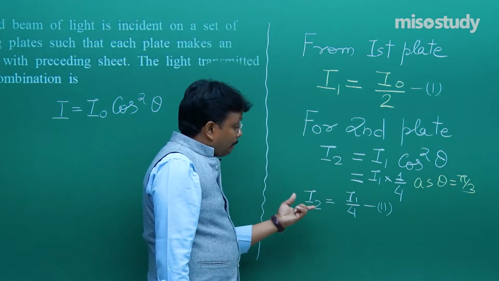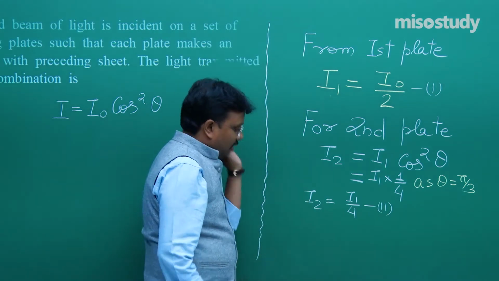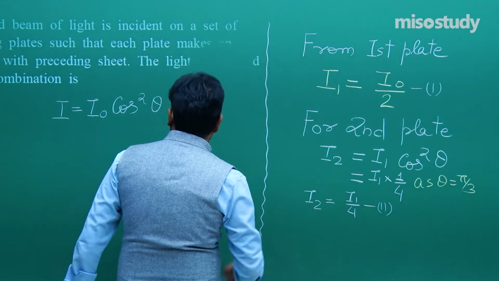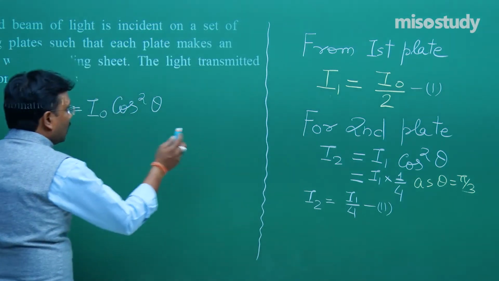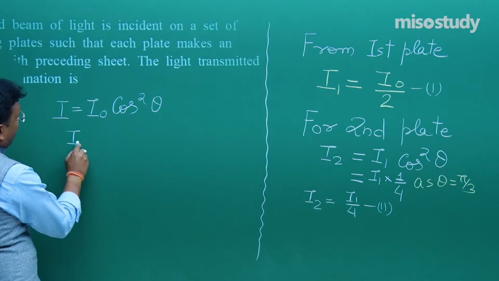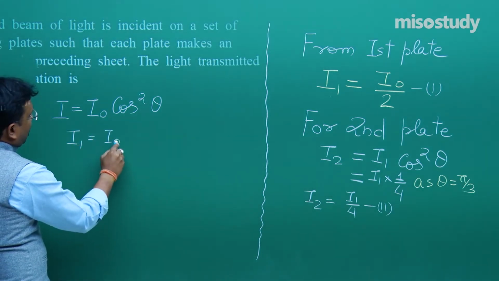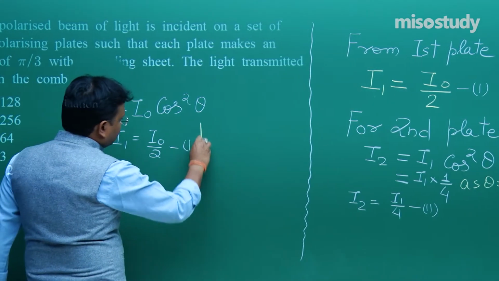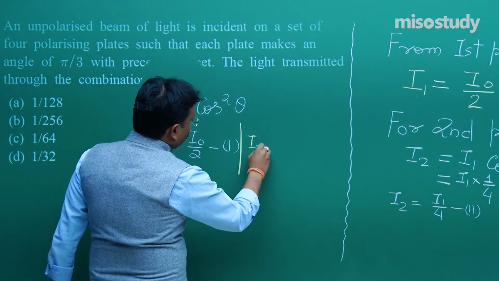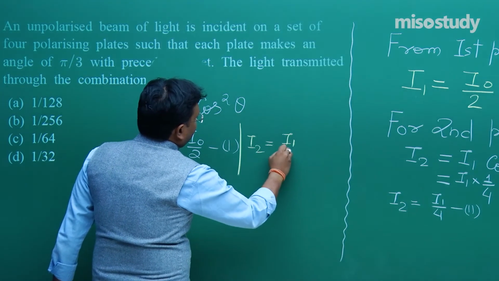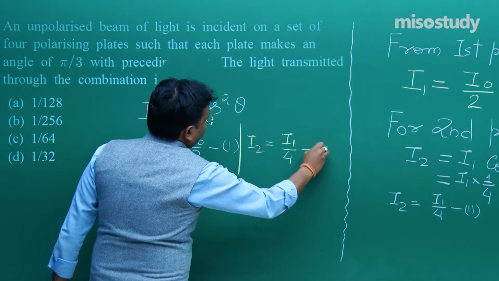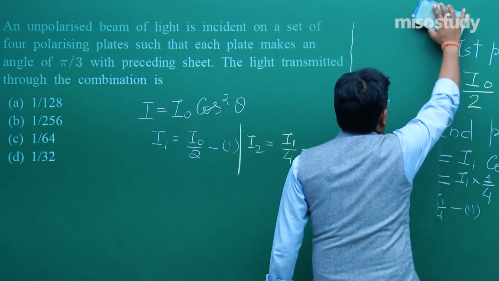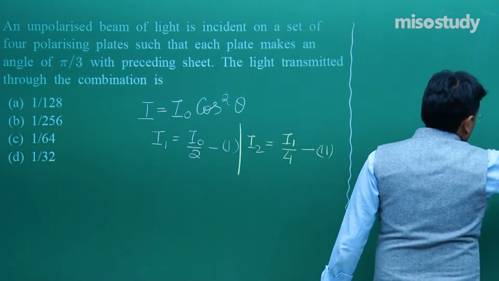Similarly, we have to apply it for I3. Now let me allow to do one thing. I would like to mention I1 is equal to I naught by 2, equation number 1. Then I will say I2 is equal to I1 by 4, equation number 2. Fine. Let us save it here and clean out this entire portion.